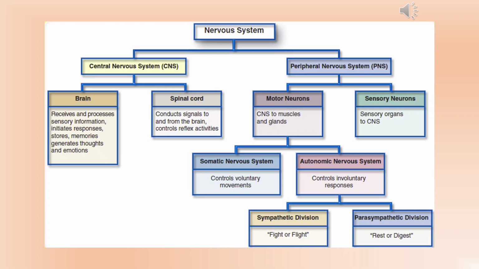Now, you can go too far the other way. Also, a person can be keyed down too much. So we have to maintain a balance of sympathetic division and parasympathetic division stimuli. So this is all we're talking about here is the autonomic nervous system.